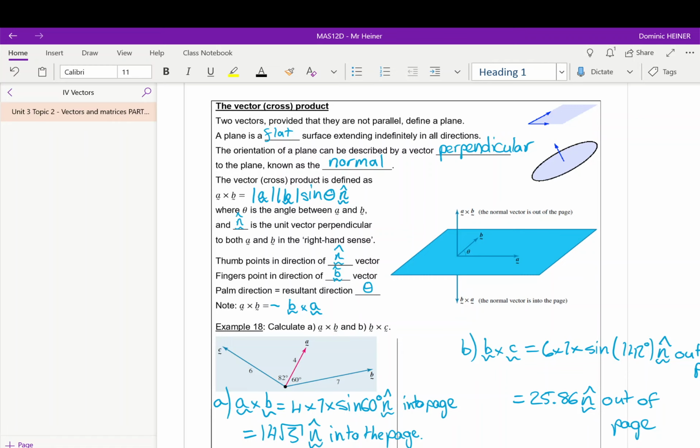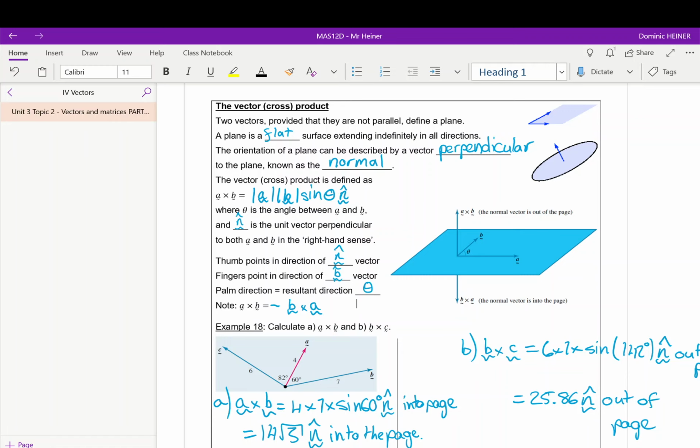A plane is a flat surface extending indefinitely in all directions. The orientation of a plane can be described by a vector perpendicular to the plane, known as the normal. The vector cross product is defined as the product of the magnitudes of each vector multiplied by sine of the angle between them and multiplied by the normal vector n.